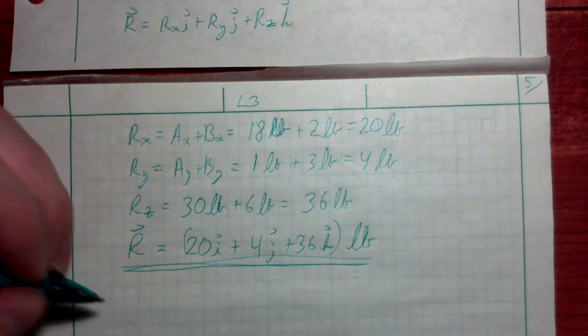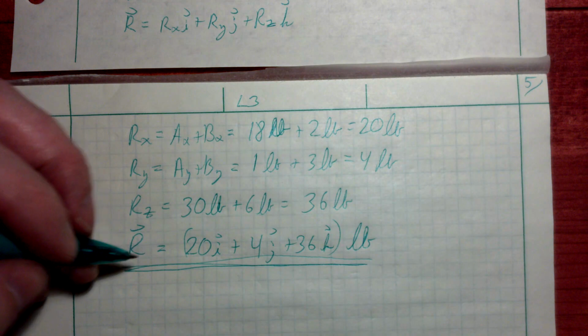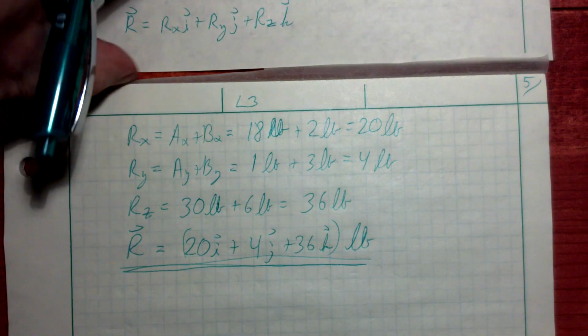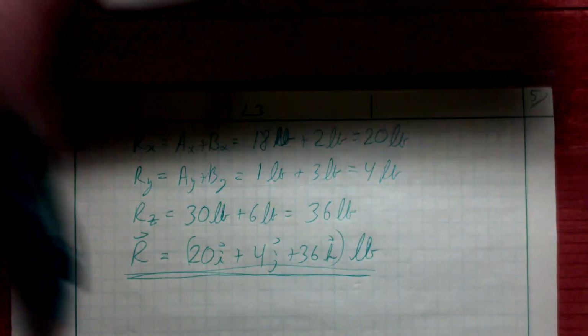But it didn't ask for it, so we're not going to. We're just going to leave it in IJK components and call it good. Now, the problem did ask for the angle between the vectors. How do we find the angle between the vectors?